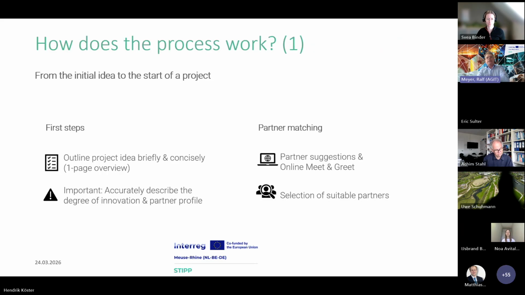How does the process work? I already mentioned it. We have a short outline of the project idea. It should clearly describe the degree of innovation, and especially what you need in terms of partners, what should be the partner profile. And then we arrange partner online meetings, meet and greet meetings, and the project idea provider in the end is able to select the most suitable partner or partners.